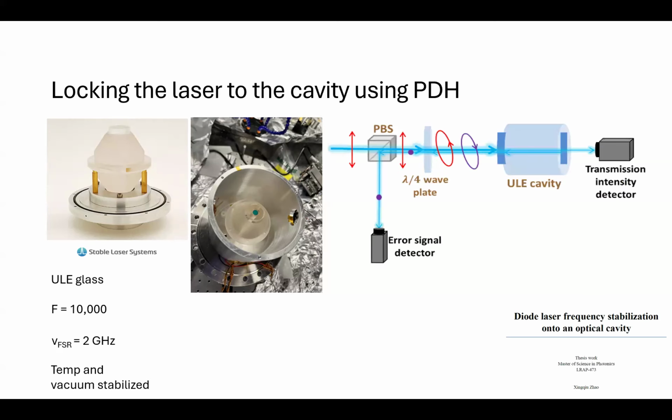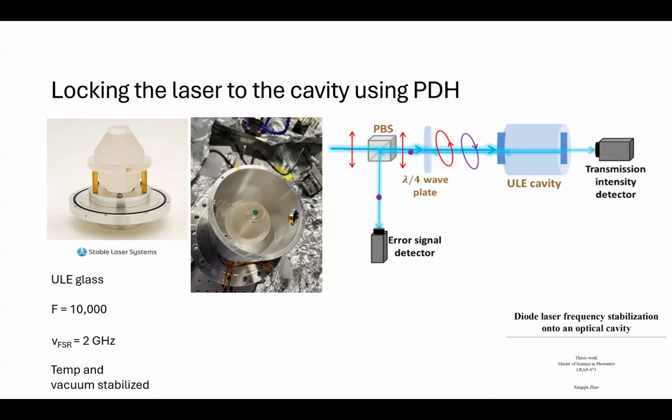The locking is a standard locking in atomic systems, I guess. You lock to a cavity using something called the Pound-Drever-Hall technique, where you pass your laser through the cavity and then you get the reflected light back. The reflected light can be used as an error signal. Once you have an error signal, you lock to that using electronics. So this error signal goes to electronics, and then peak locking can be done using any servo amplifier that you have.